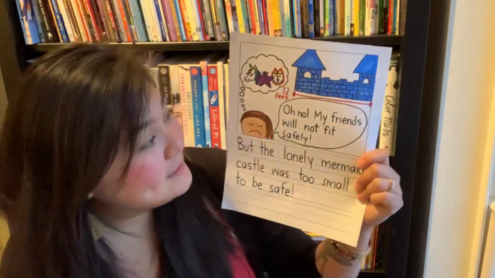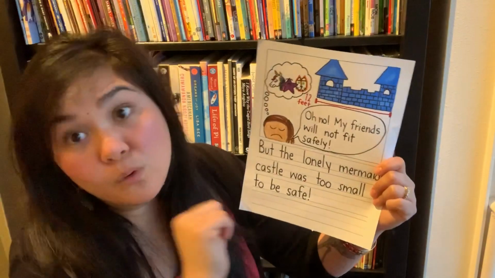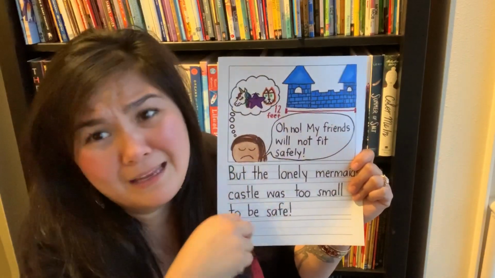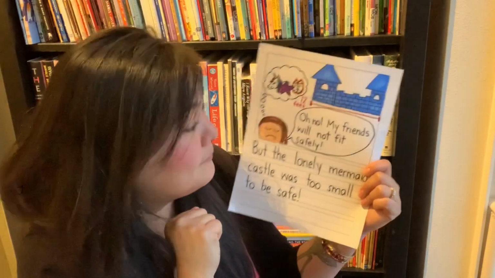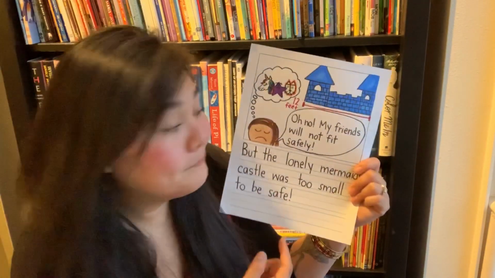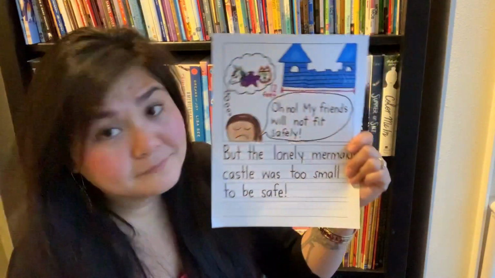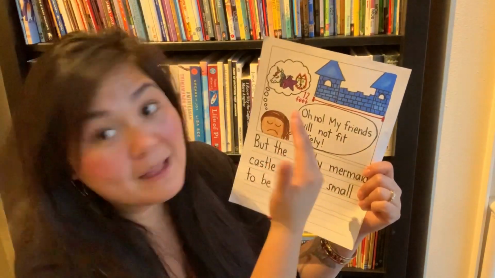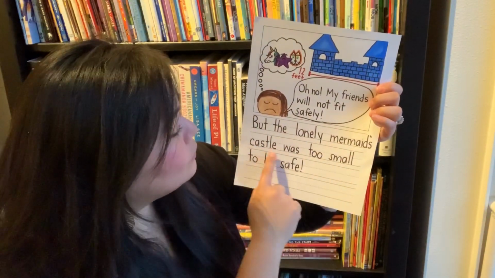So I worked on it, and here it is. I drew a picture of the Lonely Mermaid with a thought bubble that shows what they're thinking about, what's happening in their brain, with all of their friends really close together and feeling really unpleasant because they're not being healthy and they're not having fun because there isn't enough room in the Blue Castle. And then I drew a picture of a speech bubble which shows what my character, the Lonely Mermaid, is saying. And my character is saying, "Oh no, my friends will not fit safely." So now that my picture shows what my problem is, I'm going to add words that match the problem. So the words that I included are, "But the Lonely Mermaid's castle was too small to be safe."